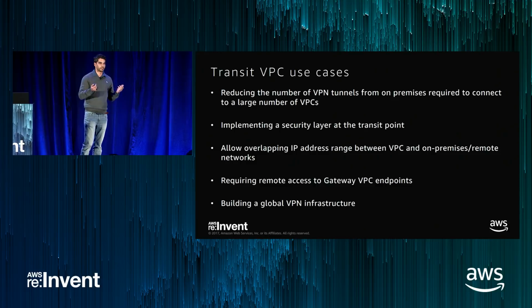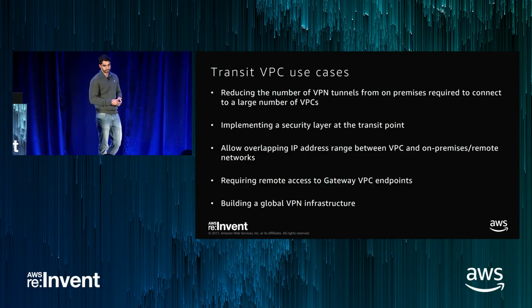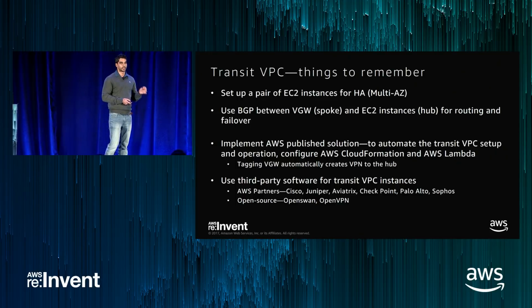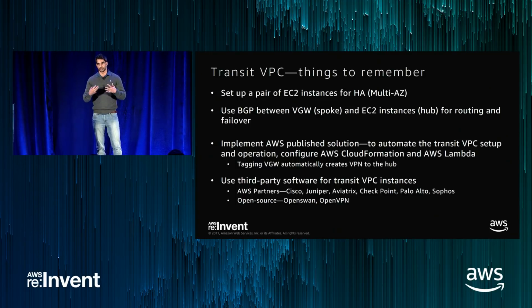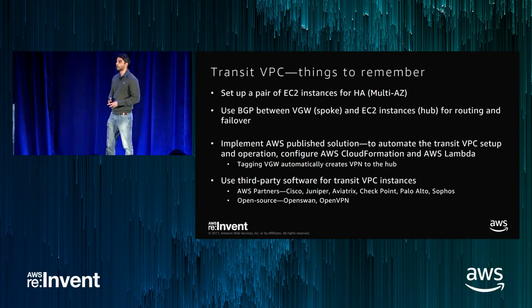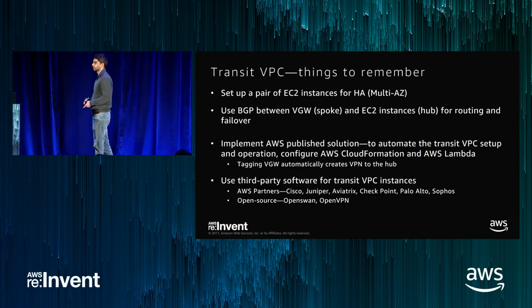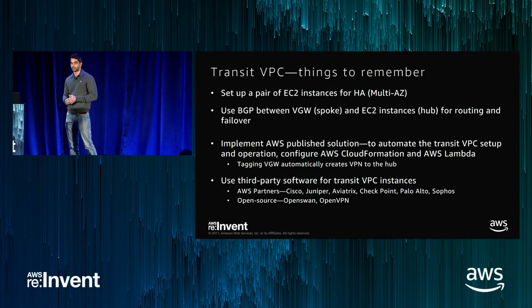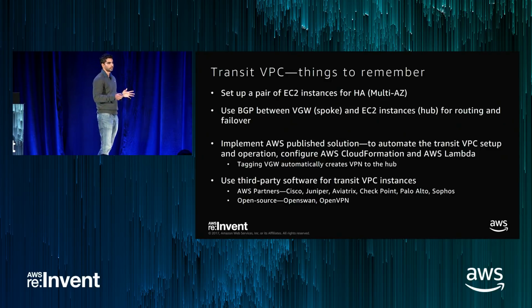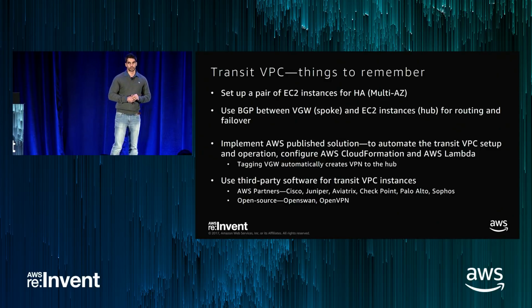And this infrastructure can span the globe, so you can build your own global VPN infrastructure. Now, a few things to remember around this architecture. We are using a pair of EC2 instances for high availability, and these instances are in different AZs. We are using BGP for all the routing and failover, so that's very important.